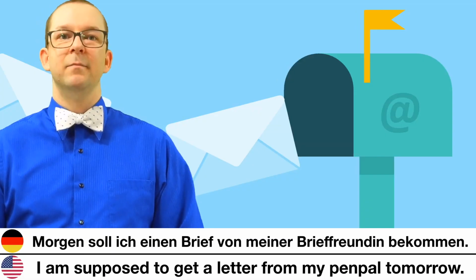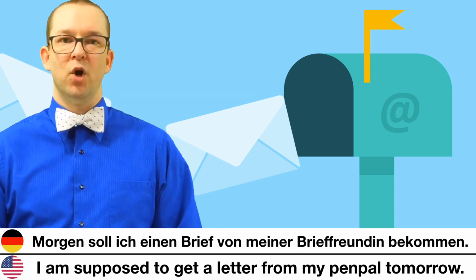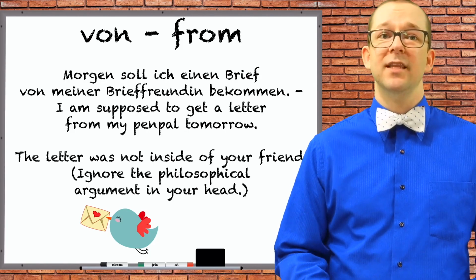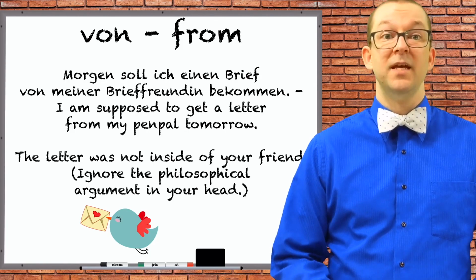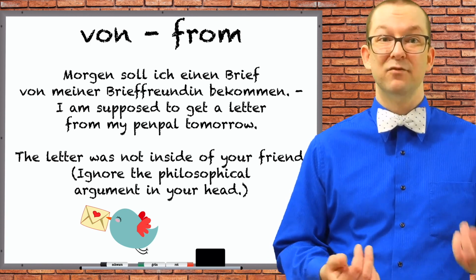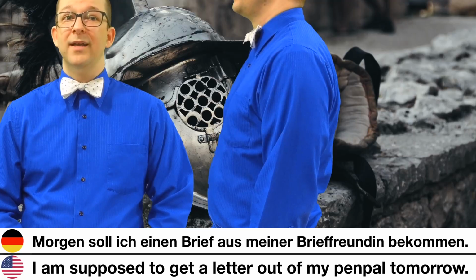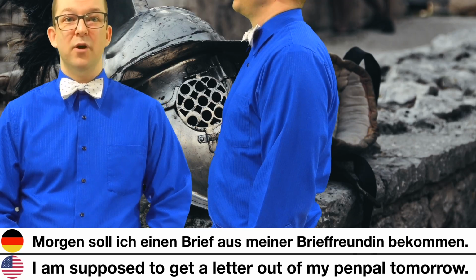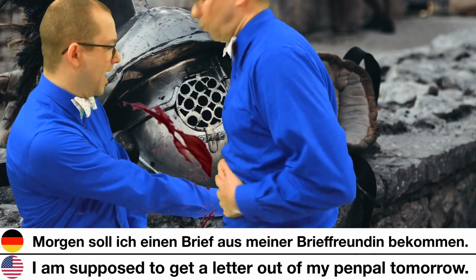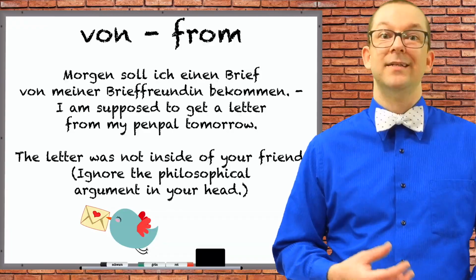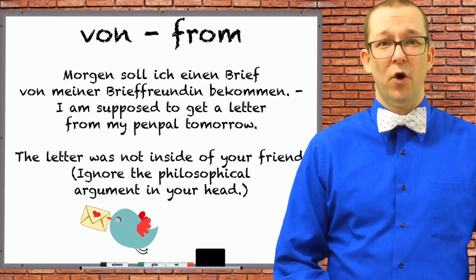Morgen soll ich einen Brief von meiner Brieffreundin bekommen. I am supposed to get a letter from my pen pal tomorrow. If I use aus in this sentence instead of von, it would mean that the letter was once inside of your pen pal. Morgen soll ich einen Brief aus meiner Brieffreundin bekommen. Since that's not what we mean, we use von.